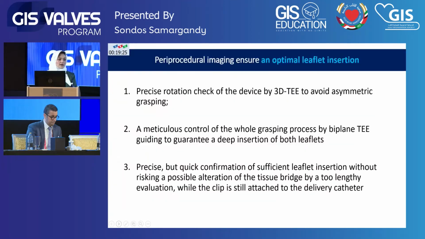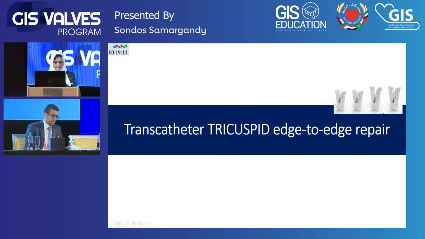And usually the SLDA happens more with the loss of the septal leaflet in the tricuspid. So have a good rotation, make sure about your position, meticulous control when you grasp, and precise confirmation. So with that, we'll summarize the mitral.